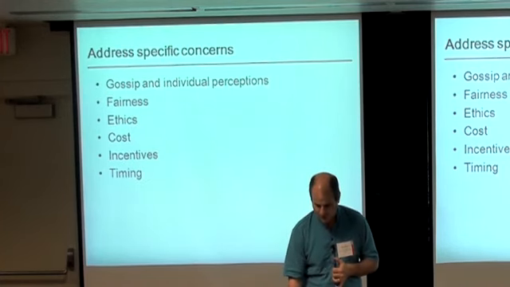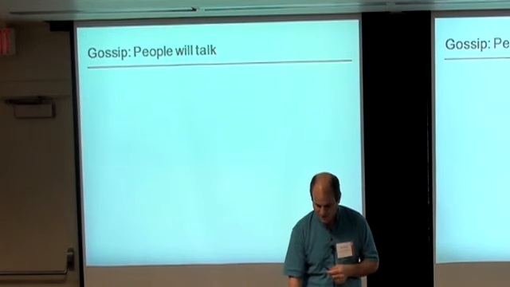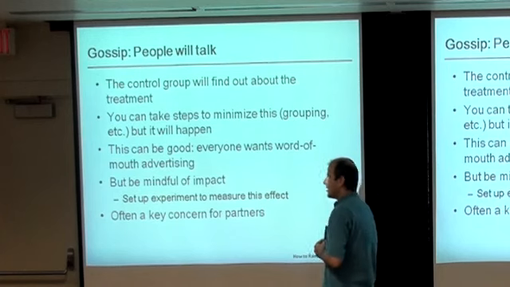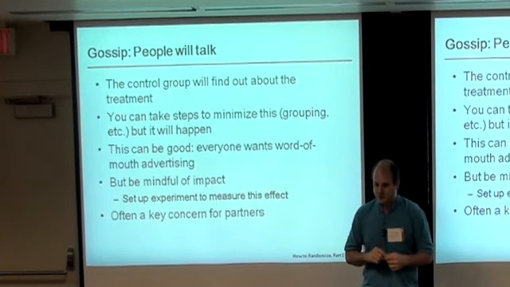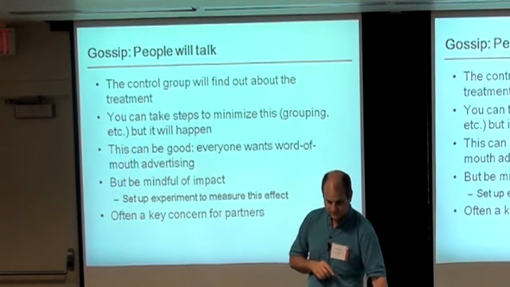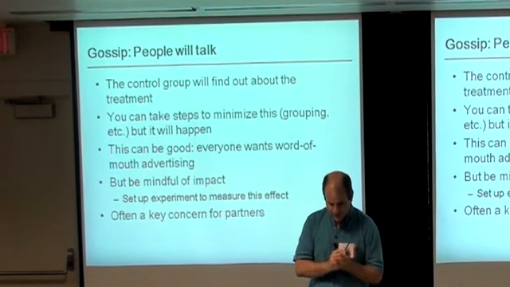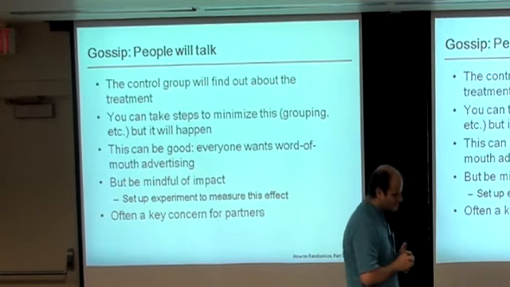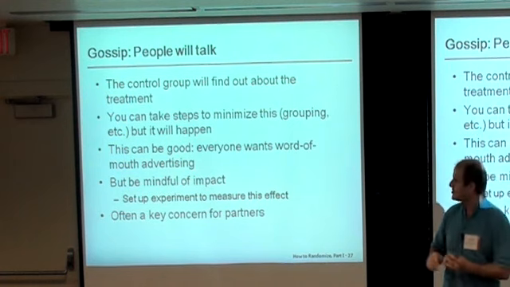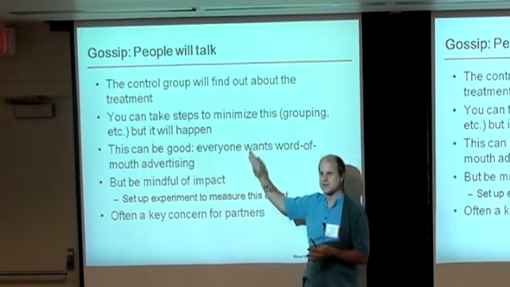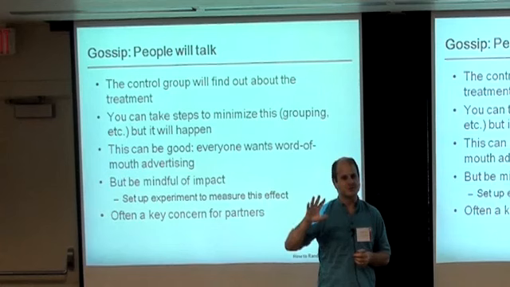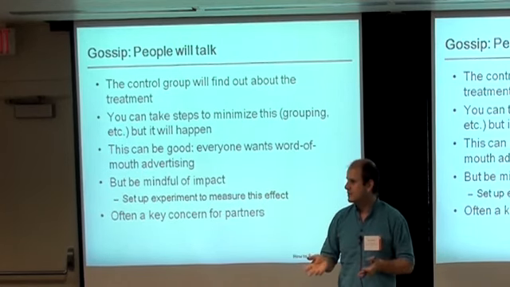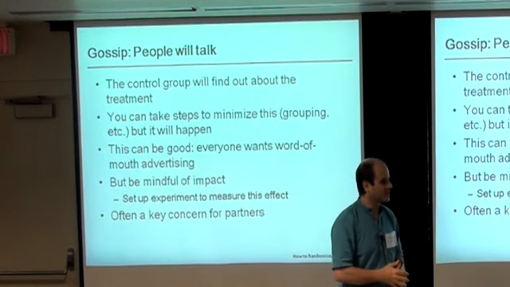Okay, so some other specific things that come up. One of the most common things is gossip. People will talk. What do we do if the control group finds out about the program? I think the thing to think about is to try to separate out these types of issues. Let's put this into a more general category called spillovers. Spillovers mean any sort of indirect effects that are going to occur from those who are treated to those who are untreated.